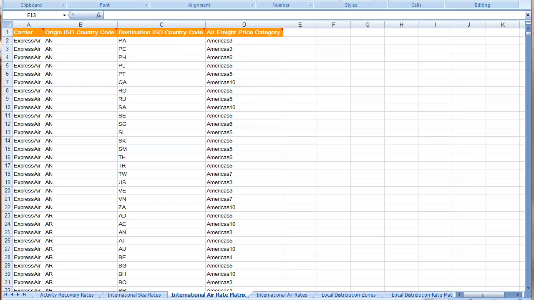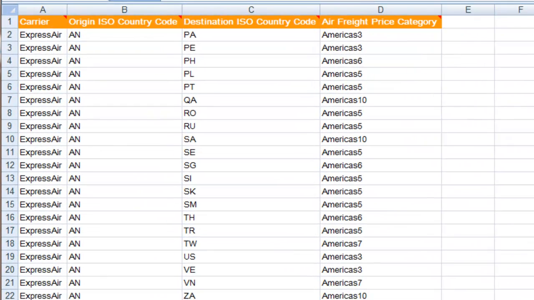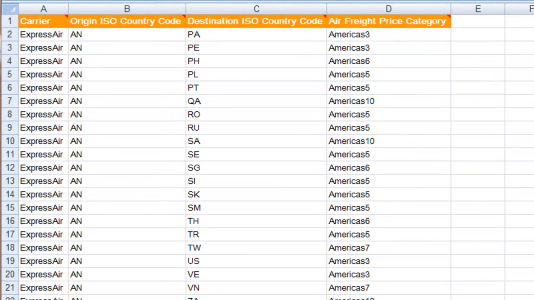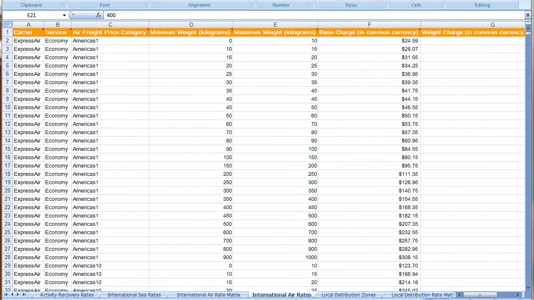International air rates enable OC to calculate inbound and outbound transport costs that have an international air component. The International Air Rate Matrix gene is used by OC to determine a price category for a shipment using the carrier, country of origin, and country of destination associated with the actual purchase order or sales order. OC then uses the International Air Rates gene to rate the air shipment.